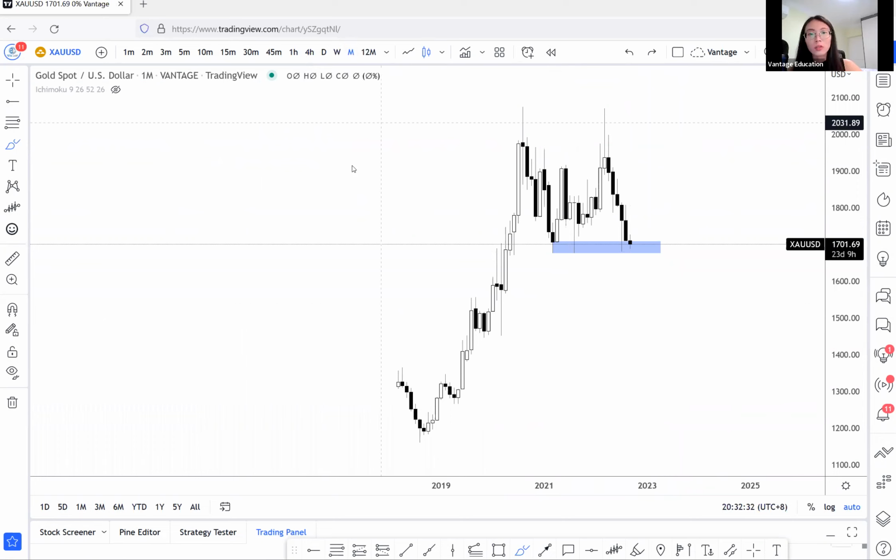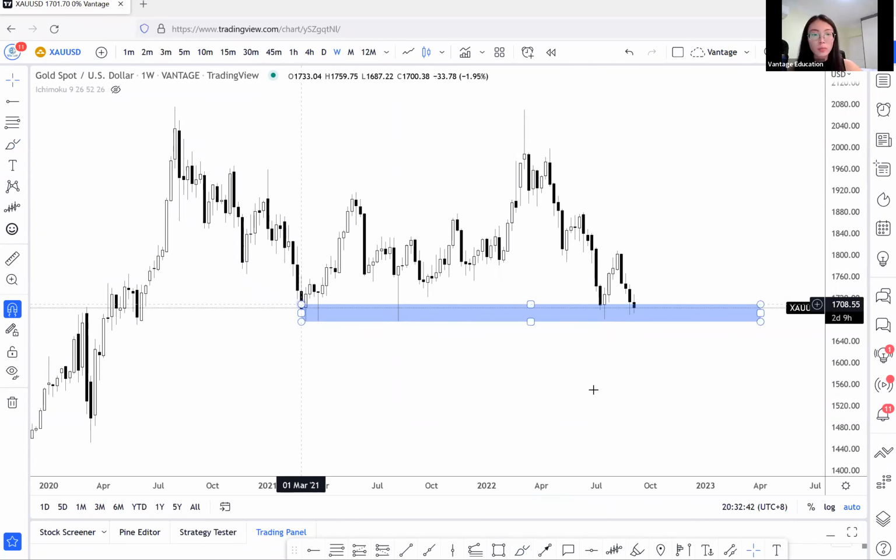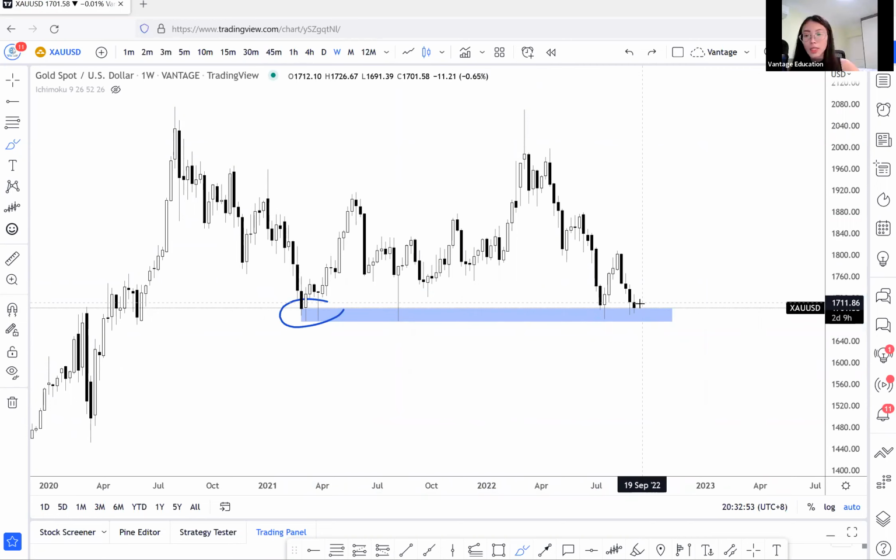If you go down to the weekly time frame, same thing. You can see that this region is the support area that price came in and respected multiple times. So the same monthly area that we have over here, price came in and tested this region a few times. So right now it's the third time that prices are sitting on this area.